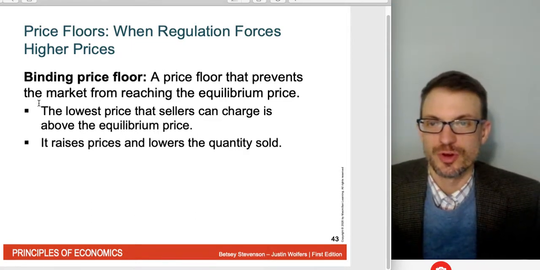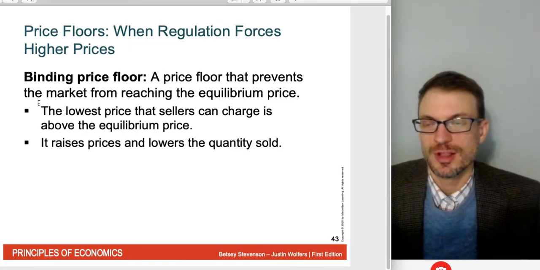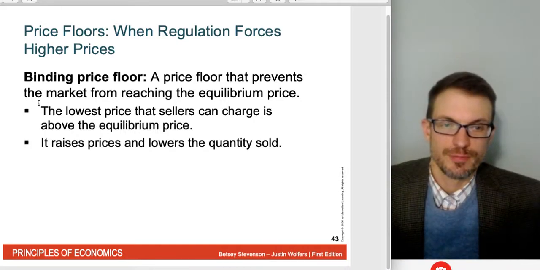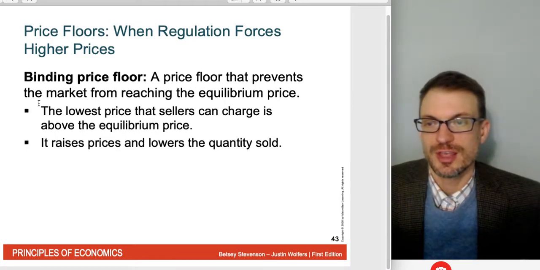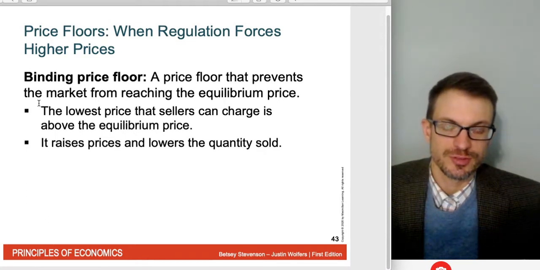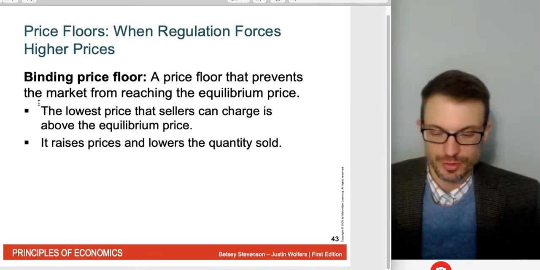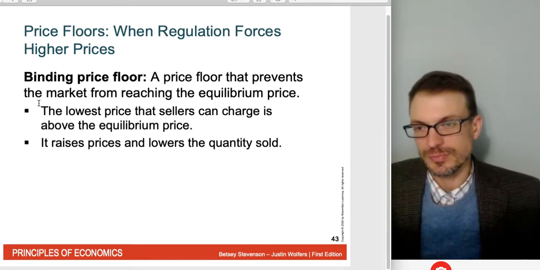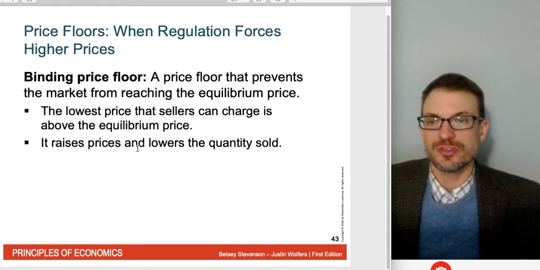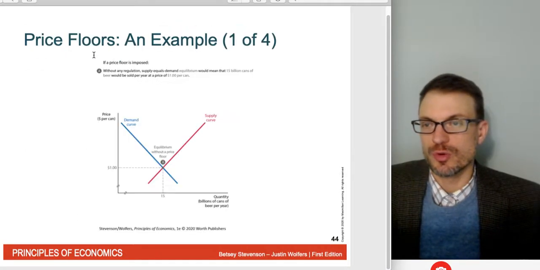All right, so price floors, when regulation forces higher prices. A binding price floor is a price floor that prevents the market from reaching the equilibrium price. So the lowest price that sellers can charge is above the equilibrium price, meaning that the true price is somewhere down below the floor, but the price floor is not allowing the market to go any lower. So what's the problem? This raises the price and then ultimately lowers the quantity actually sold.